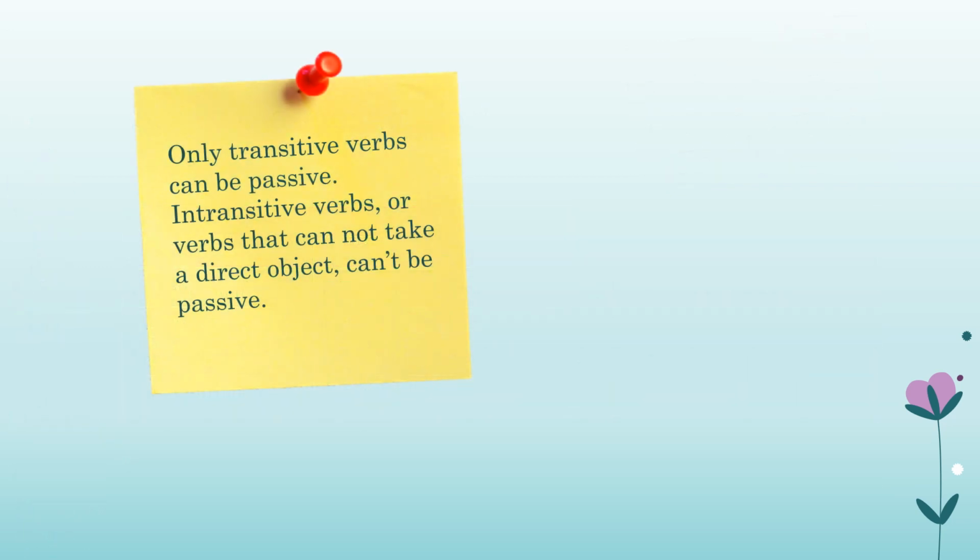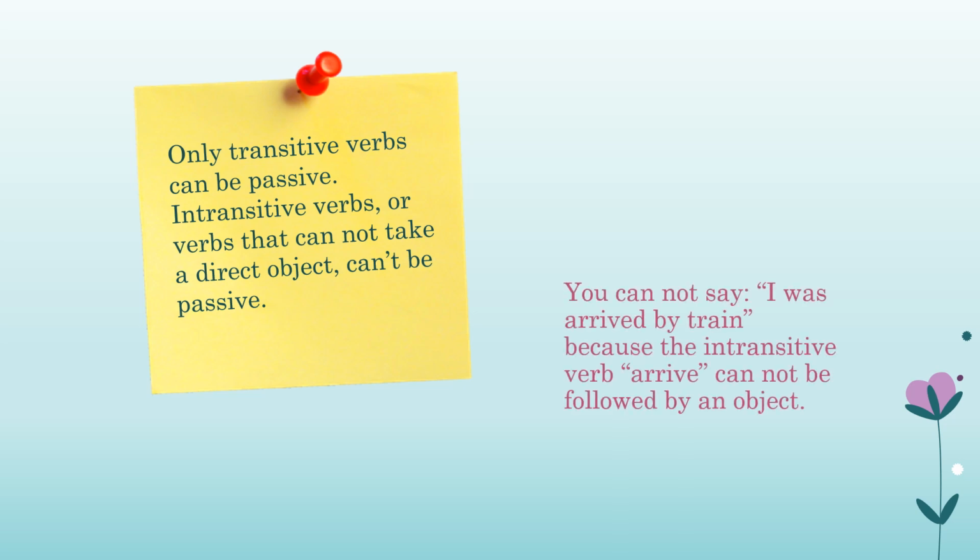You should bear in mind that only transitive verbs can be passive. Intransitive verbs, or verbs that cannot take a direct object, can't be passive. For instance, you cannot say "I was arrived by train" because the intransitive verb arrive cannot be followed by an object. Well, these were some of the main rules of the passive voice, and now all you have to do is put them into practice.